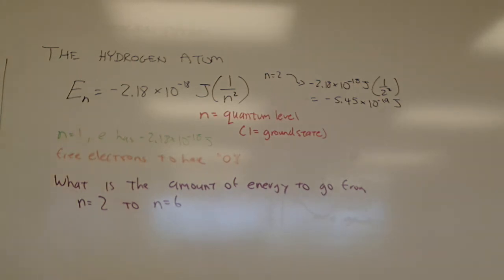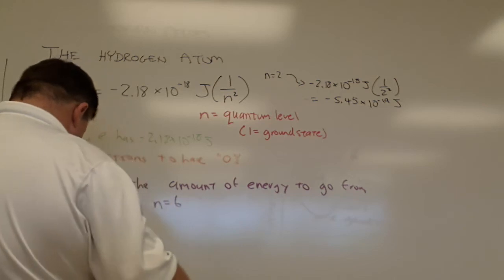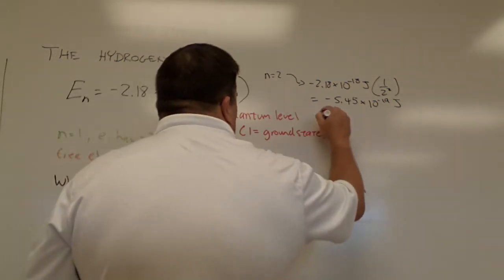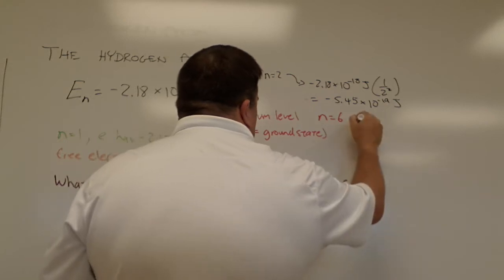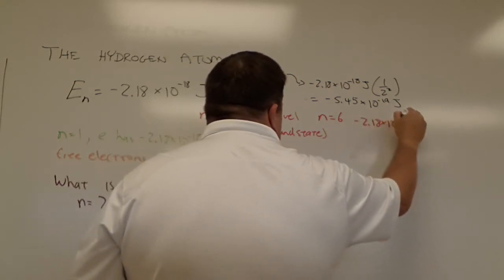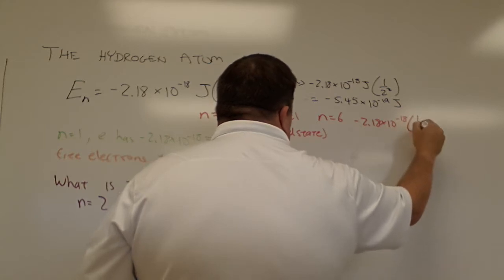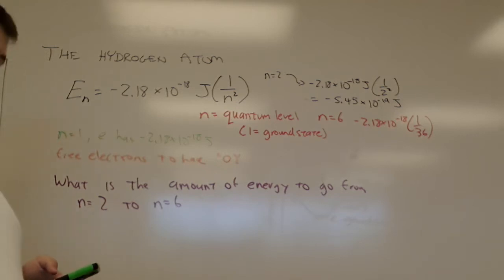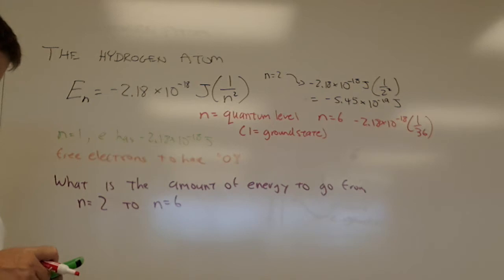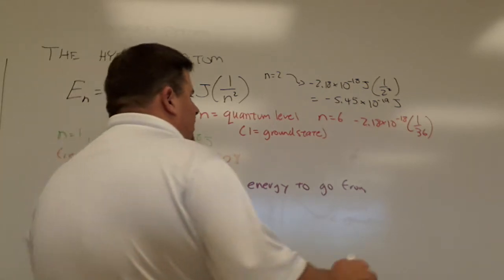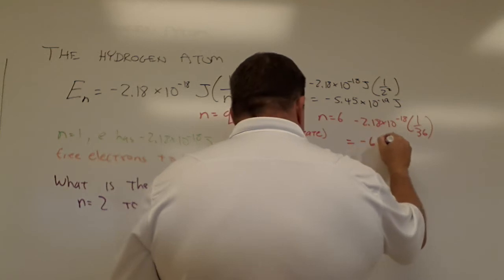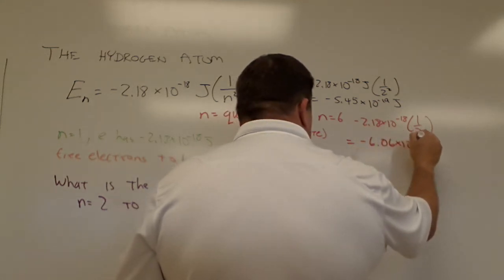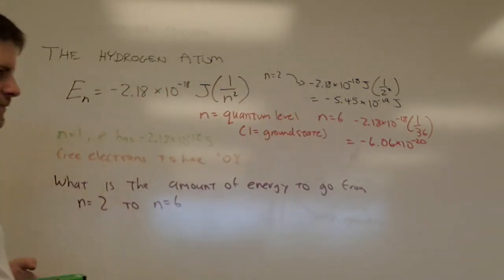Now if n is equal to 6, what do we have? N is equal to 6, we're going to have minus 2.18 times 10 to the minus 18 times 1 over 36, because 6 squared is 36, 6 times 6. Okay, good. So let's do that one. 2.18 times 10 to the minus 18 divided by 36. So the value at that point is minus 6.06 times 10 to the minus 20. Much smaller term at that point.